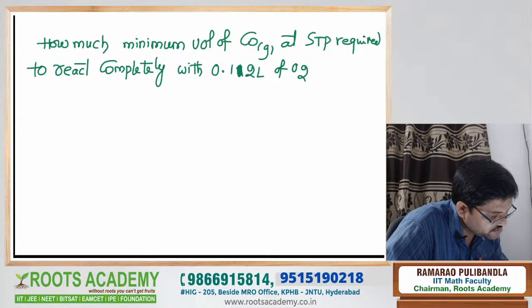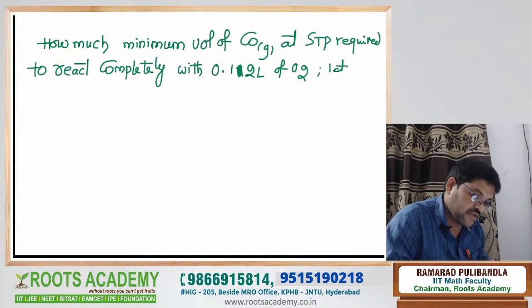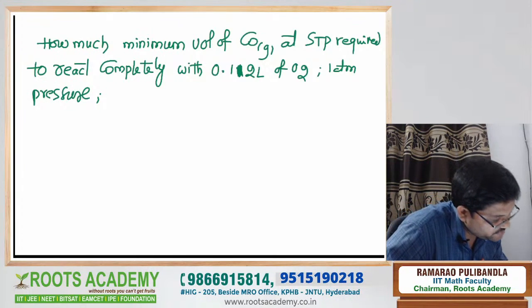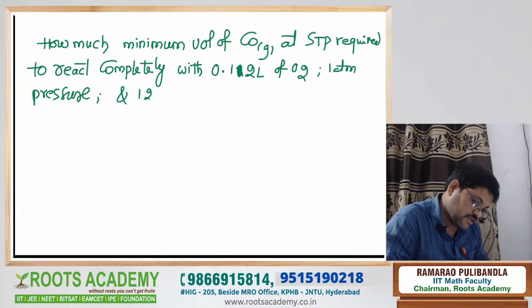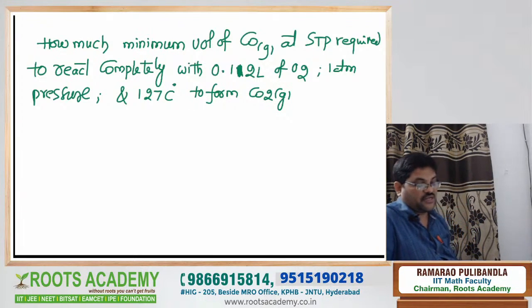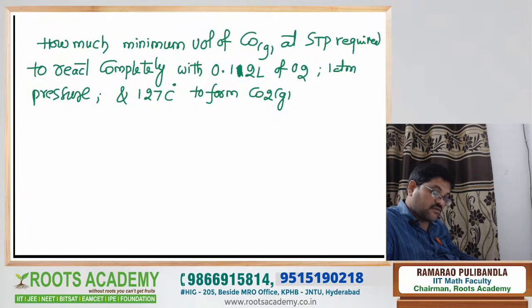0.112 liters of O2 gas at 1 atm pressure and 127 degrees Celsius to form CO2 gas. Simple logical question, very easy, no confusion. How much minimum volume of the CO gas at STP is required to react completely with 0.112 liters of O2 gas at 1 atm pressure, 127 degrees Celsius to form the CO2 gas? Okay, right?